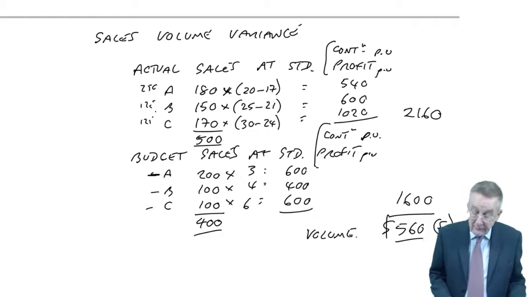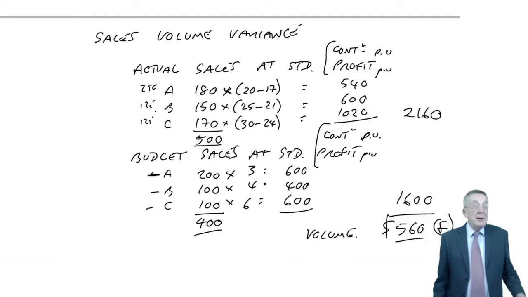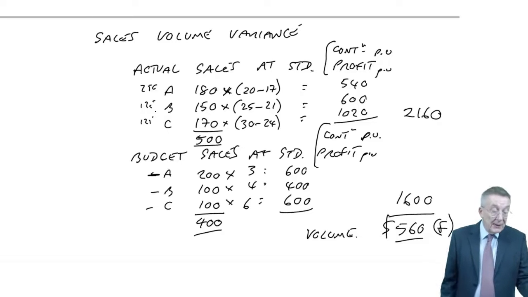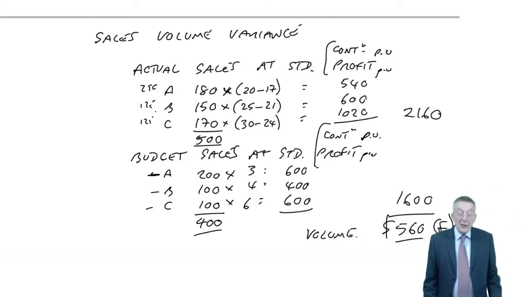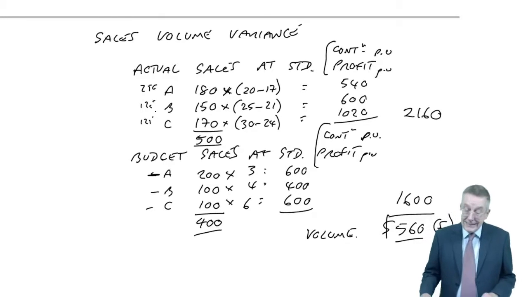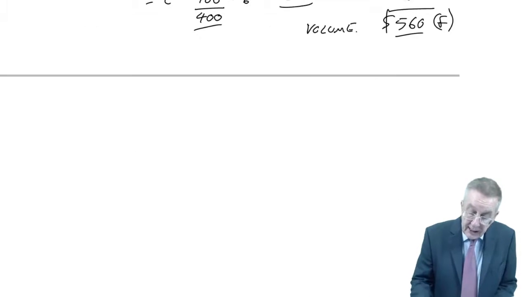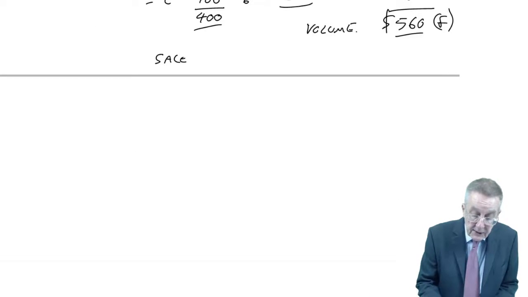How much of that increase of 560 is simply because we sold more units? And how much of it is because we mixed them in a different way? So let's analyse that. We analyse it into sales mix and sales quantity.